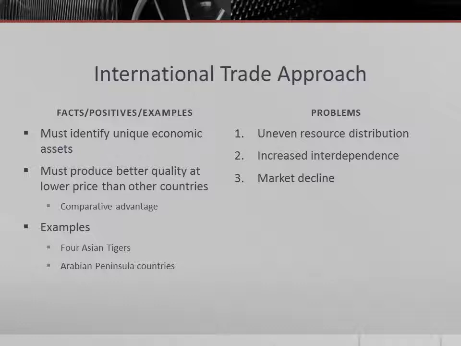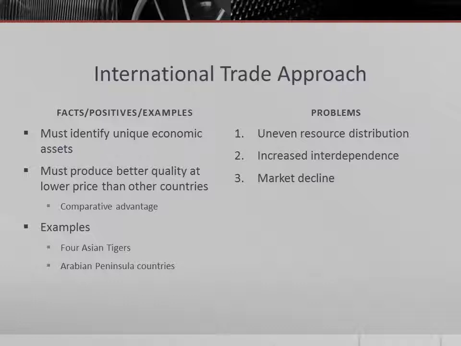Is that if you buy something from country X, you know it's going to be better quality, it is going to be cheaper because they're more efficient with it than country Y. It's a comparative advantage. So there's a couple different examples that we're going to look at. One example on the next slide is the 4 Asian tigers. And we actually have a video case study on Singapore, one of the 4 Asian tigers, that looks at their unique economic asset. And we're going to talk about that here in a minute.